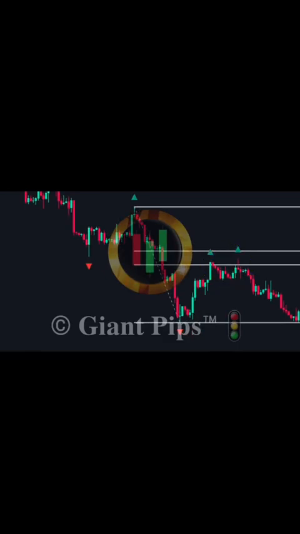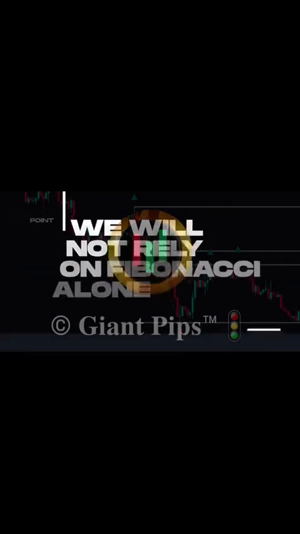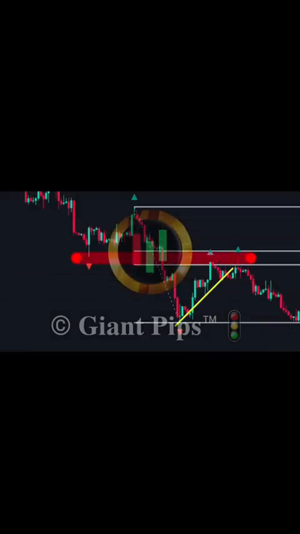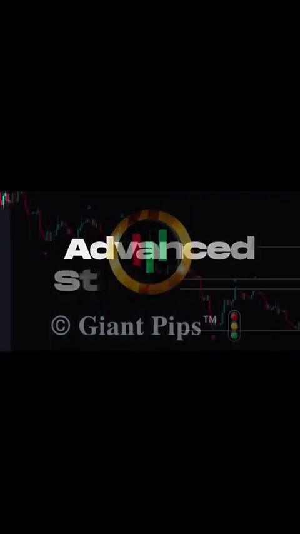So this is what we want to trade. We want to enter on these pullbacks as early as possible using the Fibonacci. But we will not rely on Fibonacci alone. We will look for other confluences to identify high probability trade setups. Now that we have covered the basics of Fibonacci, it's time to move on to the advanced strategies.